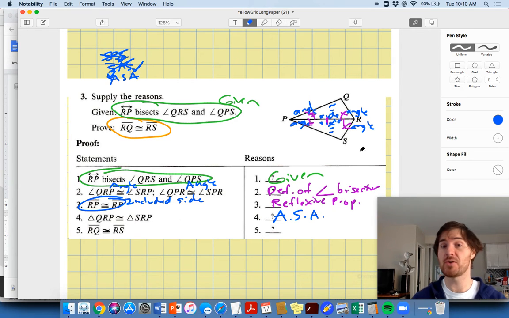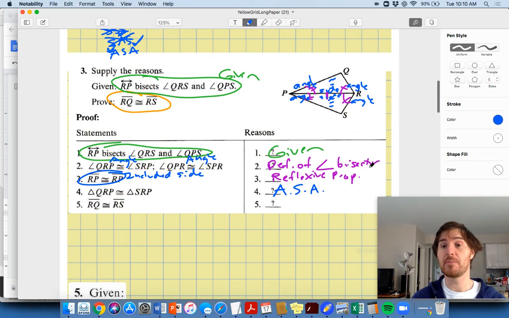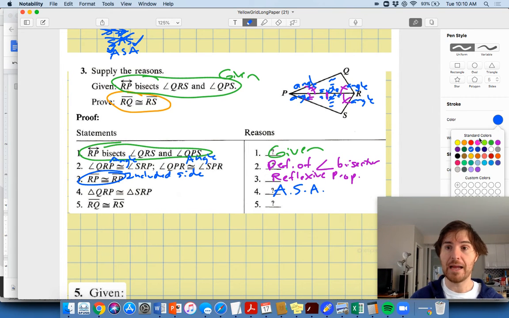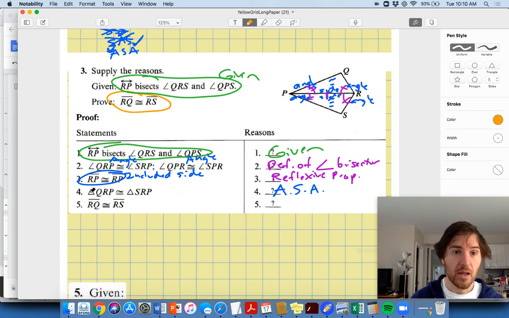All right, final step here. So I said I would tell you this, guys. What's the final step here right now? What do we need to do? How do we use congruent triangles? So I know, because I told you this at the beginning, right, that RQ and RS correspond. They correspond in that congruency here.